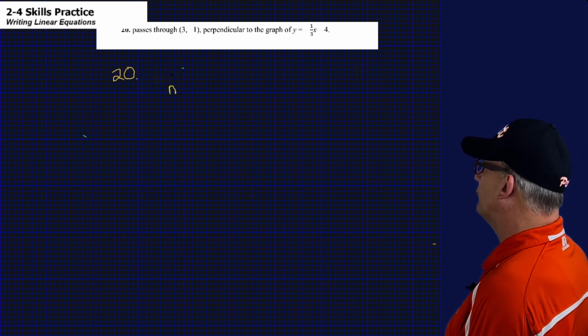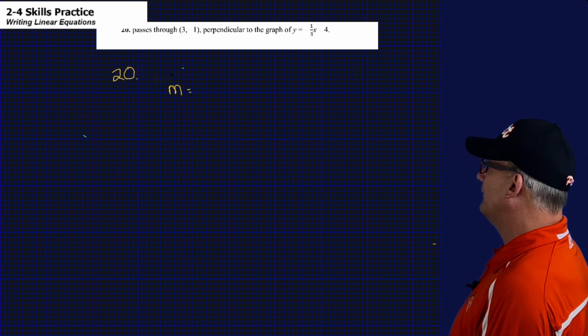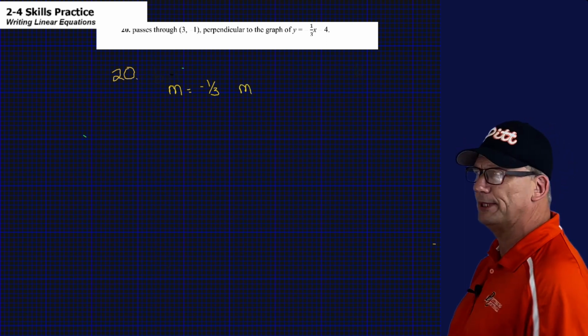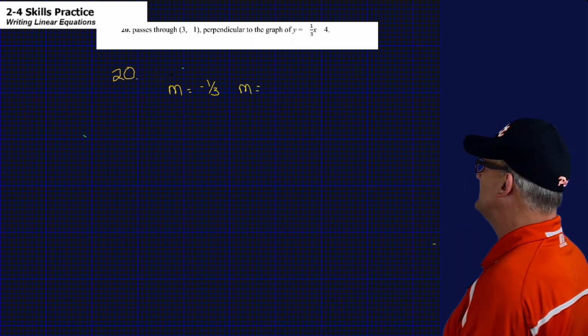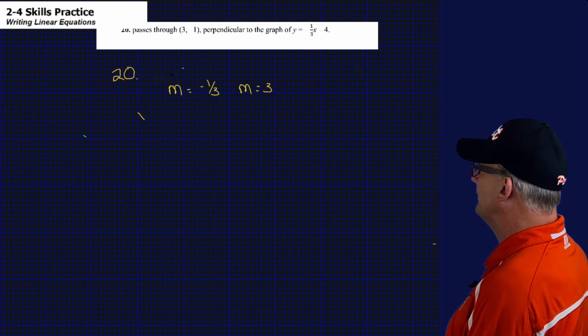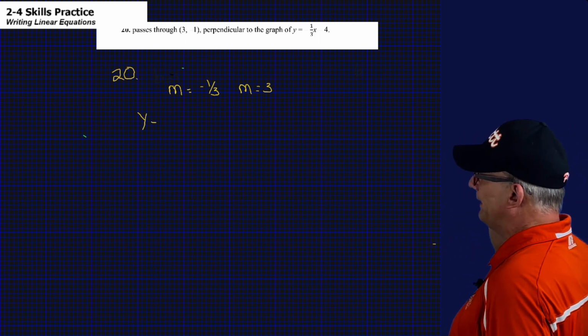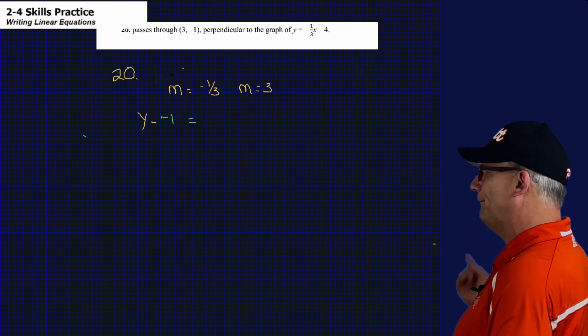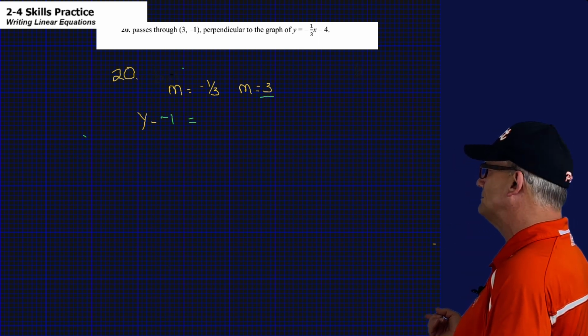All right, 20. I only did this one because it's perpendicular again. I don't really necessarily think we needed to do it. I think we beat perpendicular to death, but let's do it. So, perpendicular, that means it would be a +3 would be our slope that we're going to use. That's the opposite reciprocal of -1/3.